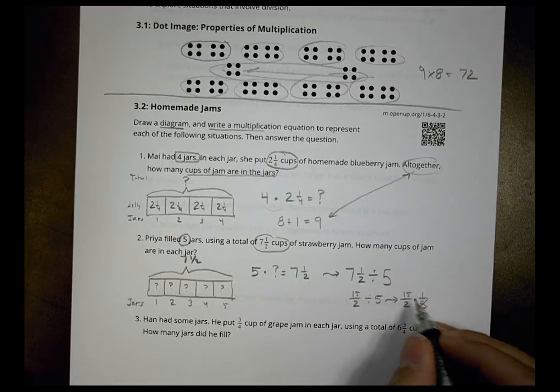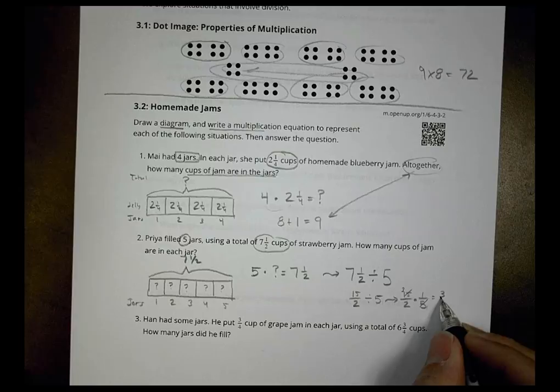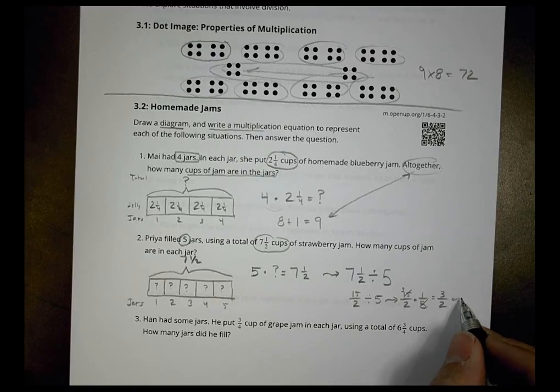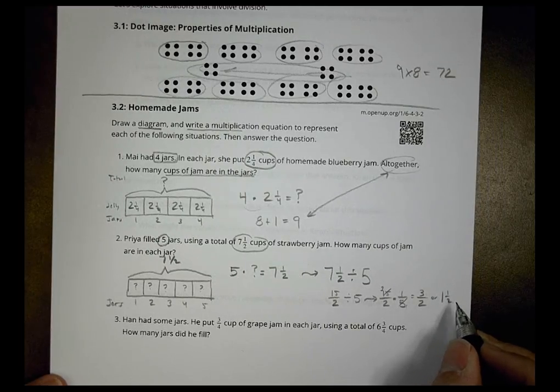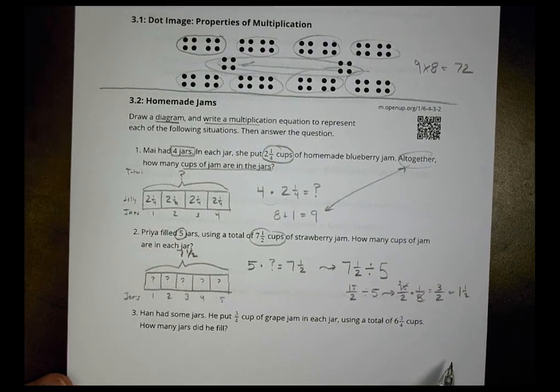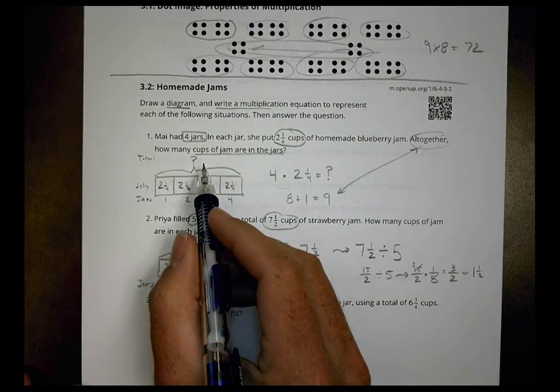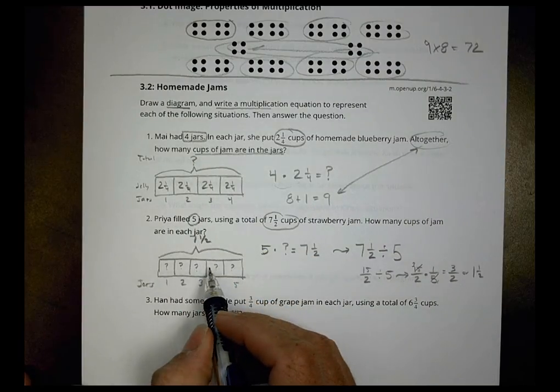And we're going to reduce, and we end up with 3 over 2, or 1.5 cups is what would be in each one of those. Okay, let's look at number 3, because 3 again is another way of looking at it. So far we've had our question mark be the total, our question mark be how much is in each.